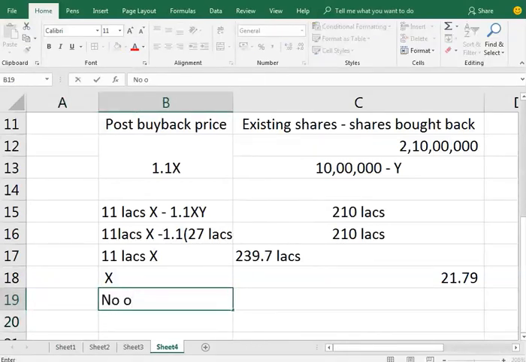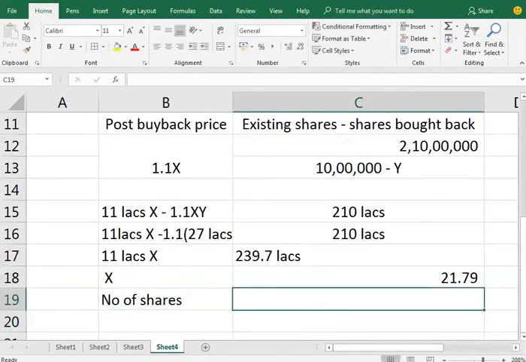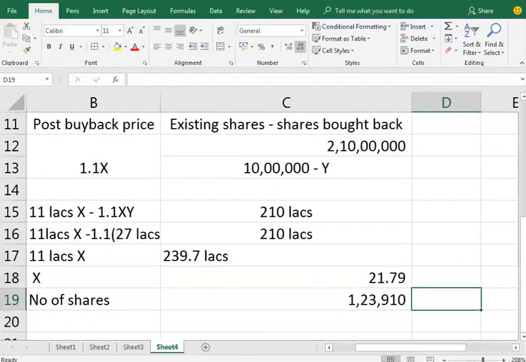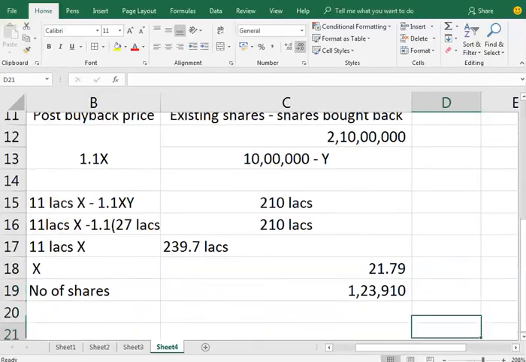Number of shares, 27 lakhs divided by 21.79. It comes to 123,910. This many shares will be bought back by the company. So the company is going to do a buyback of 1,23,910. See, wherever possible, whenever you do this XY analysis, check your answer after the calculation is done.